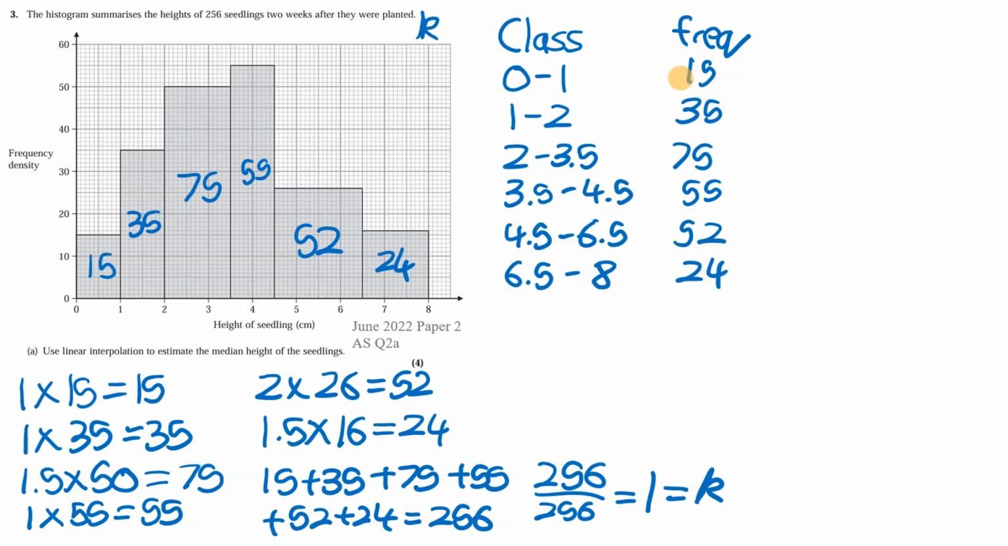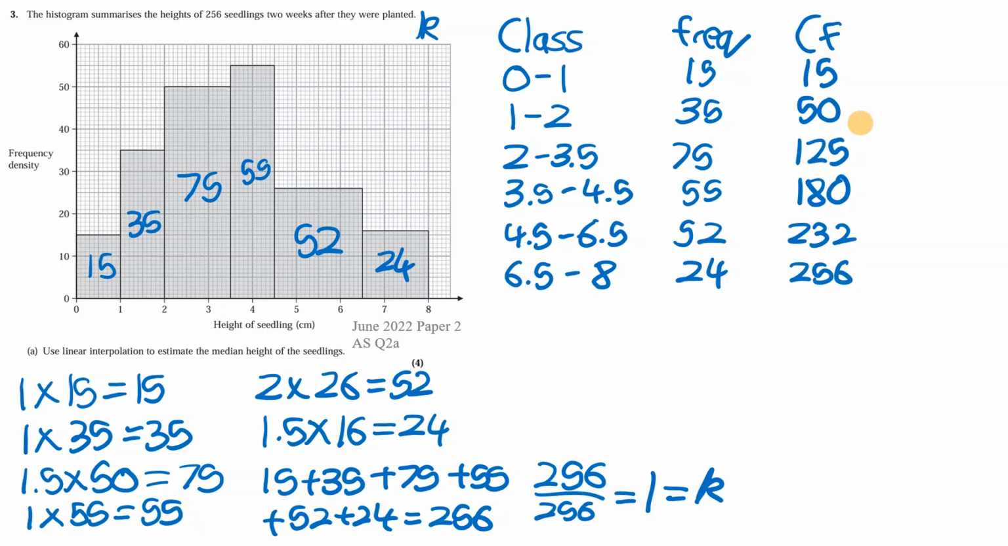Now, in order to do linear interpolation, as we talked about in that video, we need to find the cumulative frequency. So I'm going to note this with CF. It's going to start at 15, and then 15 plus 35 is 50, and then 50 plus 75 is 125. 125 plus 55 is 180, and then 180 plus 52 is 232, and 232 plus 24 is 256. So these are the cumulative frequencies.